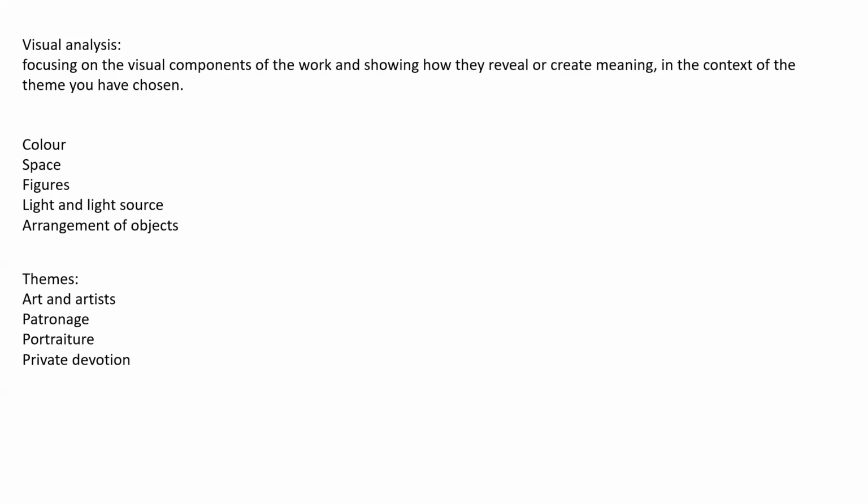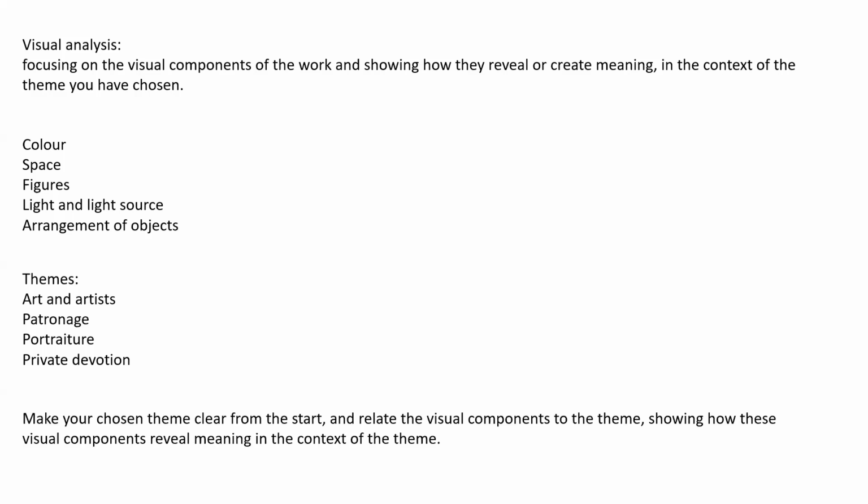It's only 500 words, which is really just a couple of longish paragraphs, 2 or 3 paragraphs. More of that in a moment. Make clear from the start which of these 4 themes it is that you have chosen, and then relate the visual components of the work you've chosen to that theme. That's basically what you're being asked to do. And the analysis part is taking those visual components and showing how they reveal meaning in terms of that particular theme. So stick to your theme.